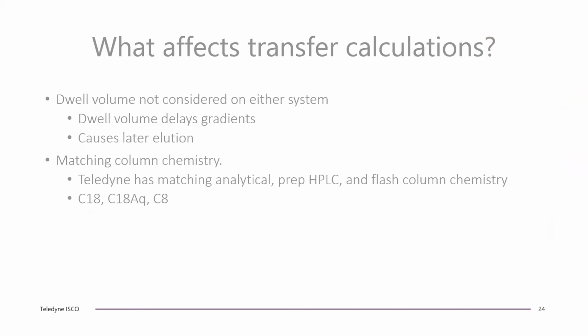The method transfer is affected by dwell volume, especially the small flash columns. Dwell volume causes later elution because the gradient is delayed. Scale-up only works well if the column chemistries match.